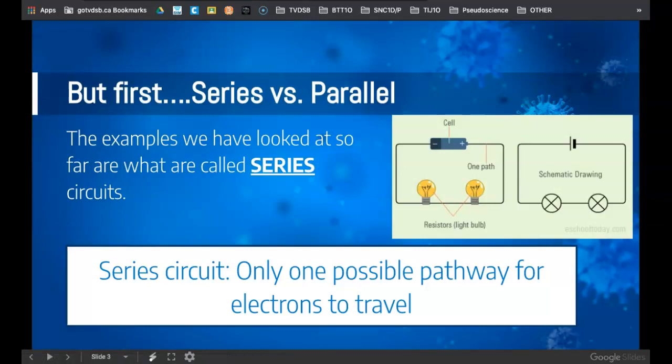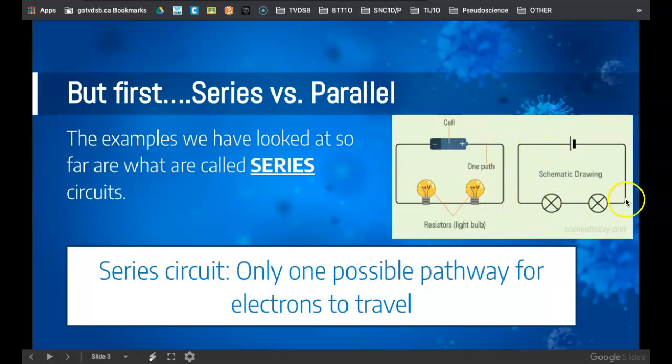So the first one we'll look at is what we've already looked at. What we've looked at so far is what's called a series circuit. If you look at the diagram, over here you can see we have a single cell, a battery, there's a negative end, the positive end. So the electrons come out, they go through the wire, they pass through light bulb number 1, they pass through light bulb number 2, and they go back. There's only one pathway for it.